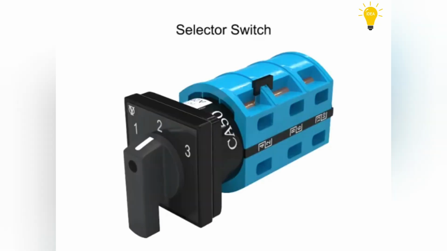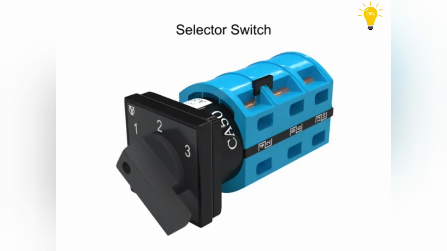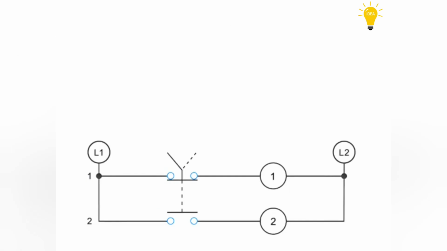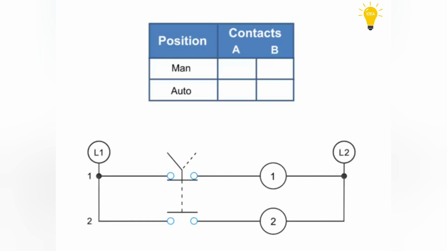A selector switch is a device with an operator that is manually rotated to activate electrical contacts. They are normally used to select either two or three different circuit conditions. Contact position on a selector switch can easily be illustrated using truth tables.